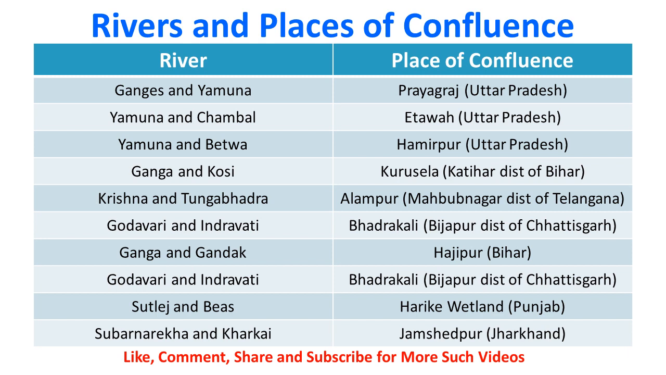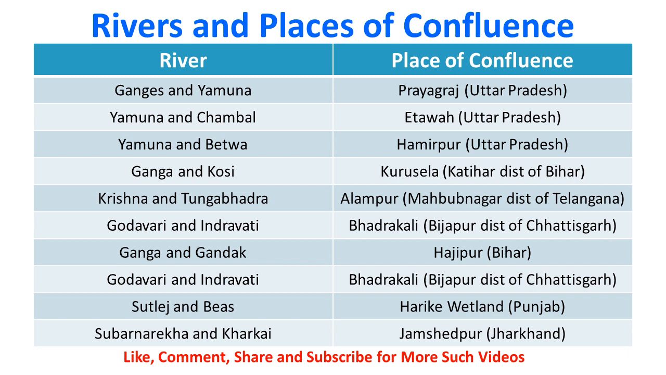Then next, Ganga meets its another tributary called Kosi in a place called Kurusela. This place is situated in Katihar district of Bihar. After that, when you come towards south, Krishna meets Tungabhadra at a place called Alampur, which is in Mehboob district of Telangana. Then if you go towards east, we have Godavari meets Indravati at a place called Bhadrakali in the Bijapur district of Chhattisgarh. Similarly, further, Ganga meets its tributary Gandak at a place called Hajipur in Bihar.